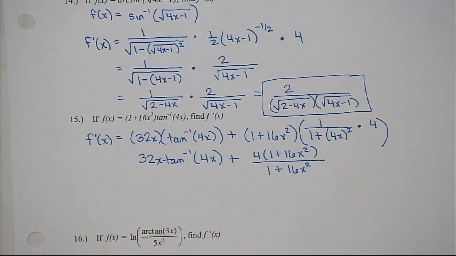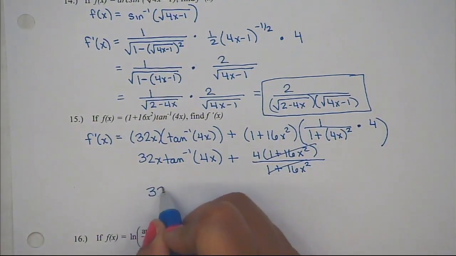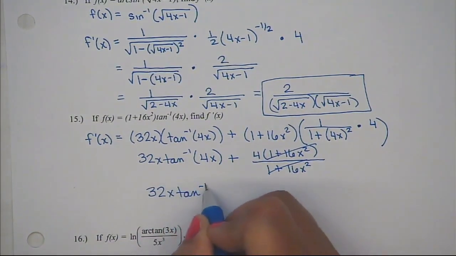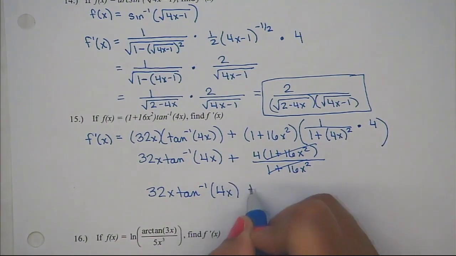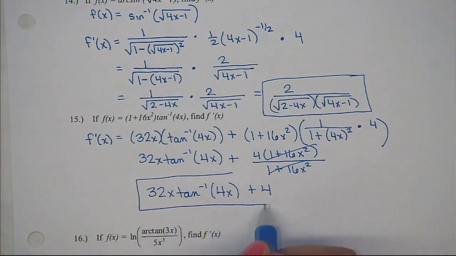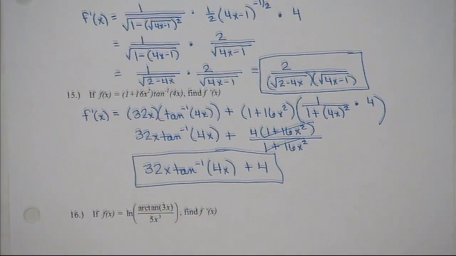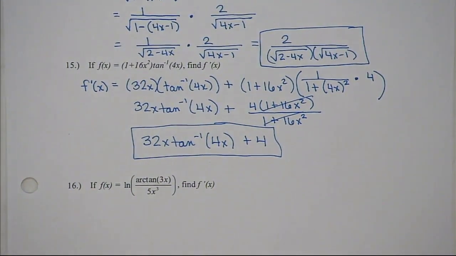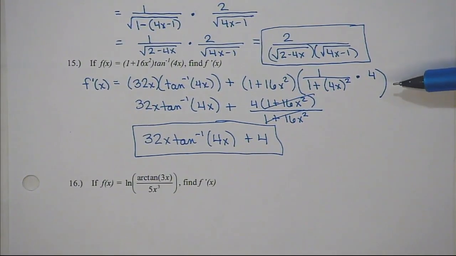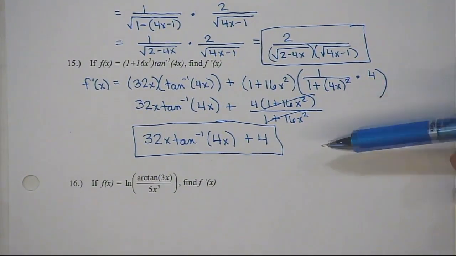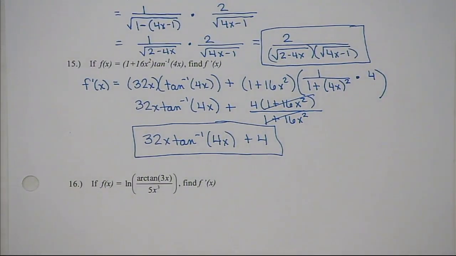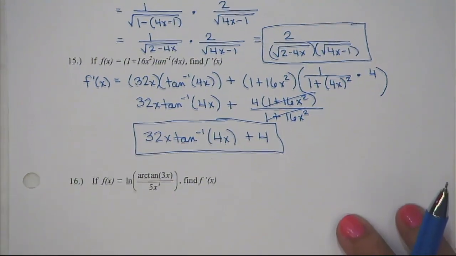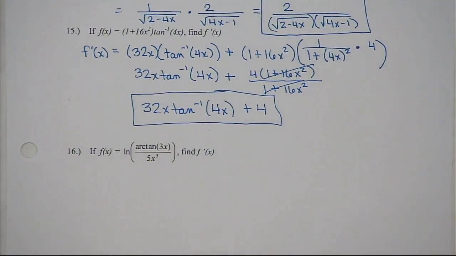Good. So what am I going to do with those 1 plus 16x squared? They're canceling. Look at that. So my answer is 32x inverse tangent of 4x plus 4. There's your derivative. Again, not cleaned up at first. If it's free response, you would leave it just like that. If it's multiple choice, you may have to work it out a little bit more. Now you're probably hoping I don't have multiple choice. I don't know, we'll see. I know you can still guess on them, but.